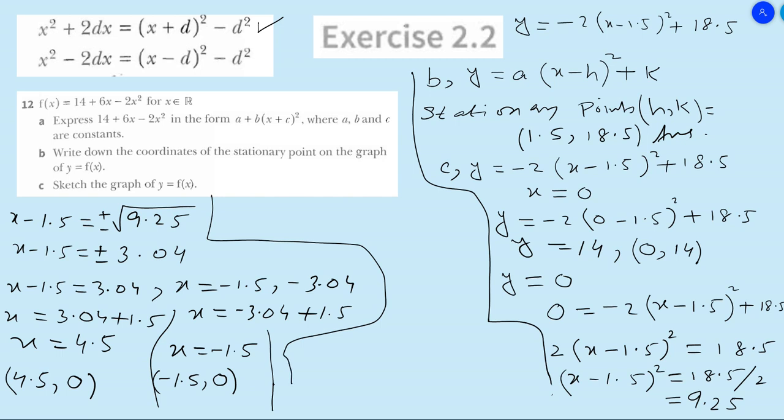First, vertex or stationary point. You can say vertex or stationary points, or you can call them turning points. Our vertex or stationary point is 1.5 and 18.5. And our axis crossing points are 0 and 14, 4.5 and 0, and minus 1.5 and 0.